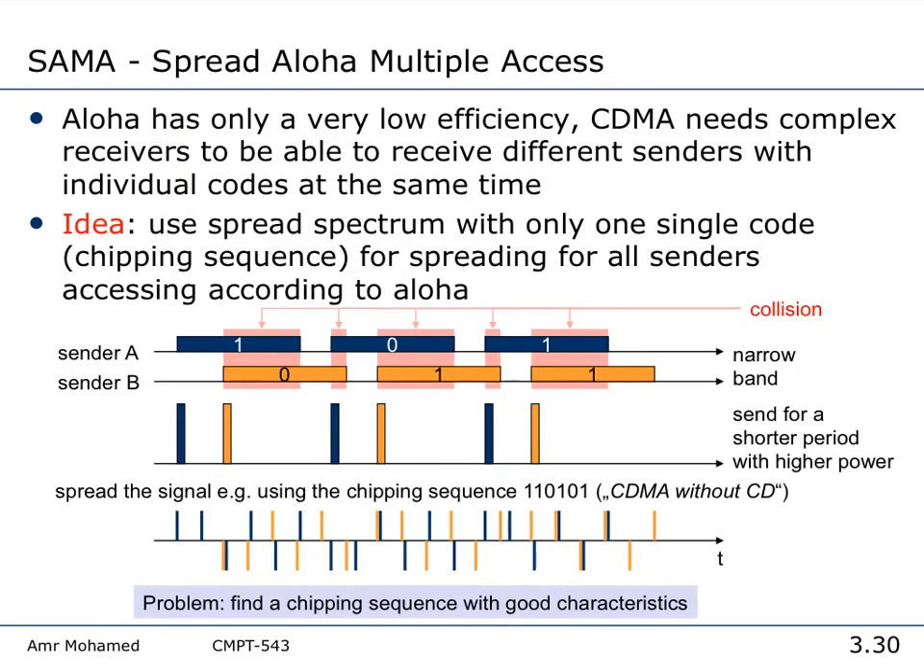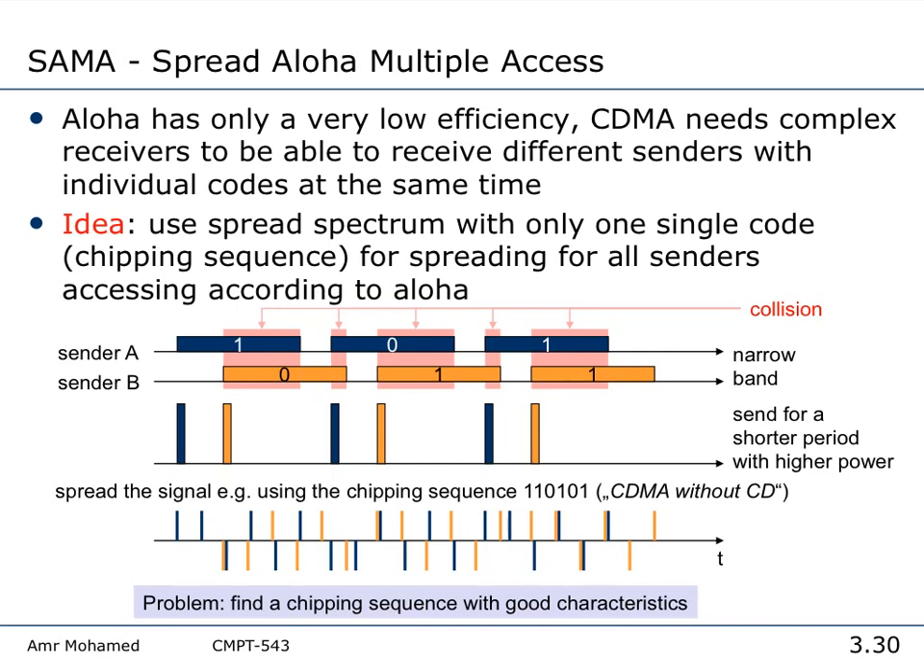One possible solution for this particular issue is to use one key for all the nodes. So the idea in this spread Aloha multiple access is to combine Aloha with CDMA: use Aloha to simplify the transceiver design, and use CDMA to provide multiple access.